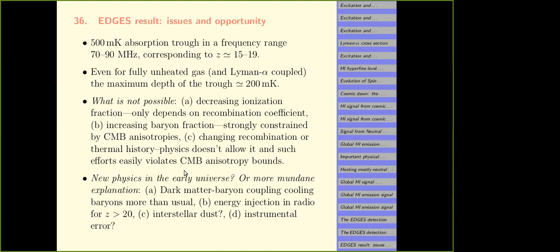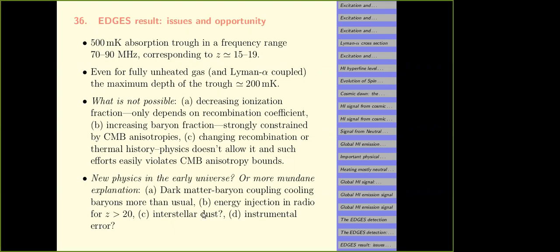Is there new physics? There was a discussion we had in the beginning about additional dark matter baryon coupling. We know that by mass there is more dark matter, but if dark matter was cooler than baryons, and the number density of dark matter particles is not known to us, then we have a heat bath which is cooler than baryons, so it can cool them. So we can actually cool baryons by dark matter baryon coupling. We can also inject energy into the radio background at around redshift of 20. Something I've worked on, I'll show you just one view graph.